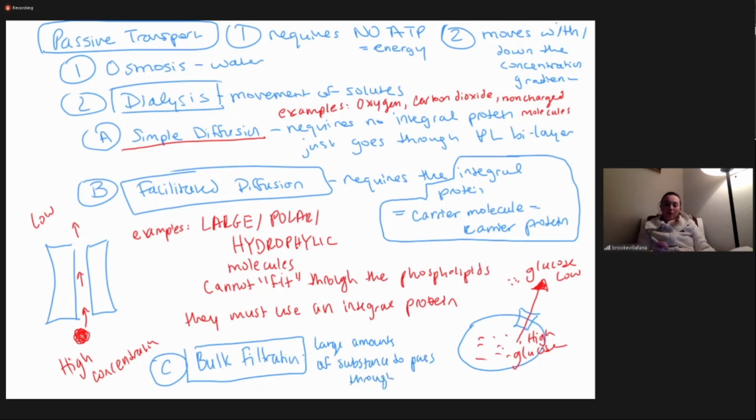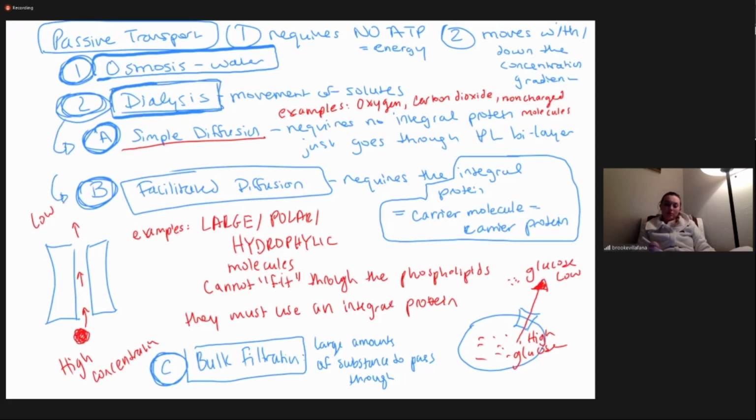Okay, so we have what? We have 3 examples of dialysis. Are these 3 examples of passive transport? No, right? We have 1 example of passive transport, which is osmosis, or the movement of water. The second example of passive transport is dialysis, or the movement of solutes. It has 3 subtypes: simple diffusion, facilitated diffusion, and bulk filtration, right?